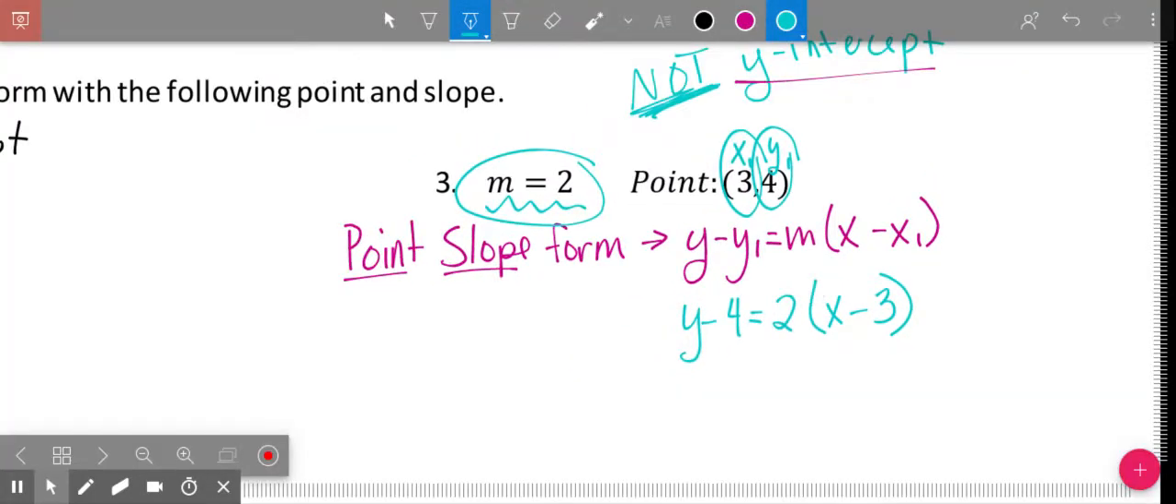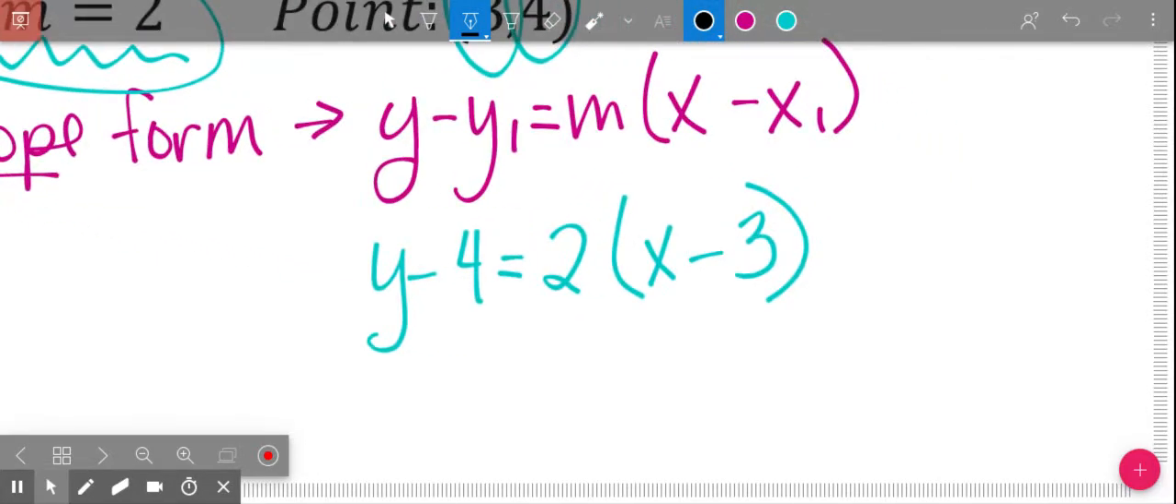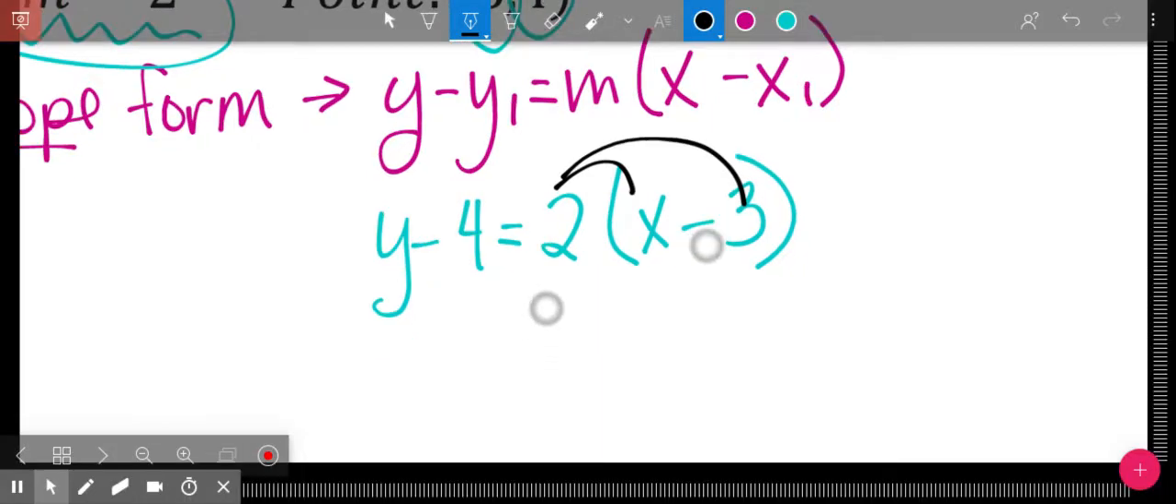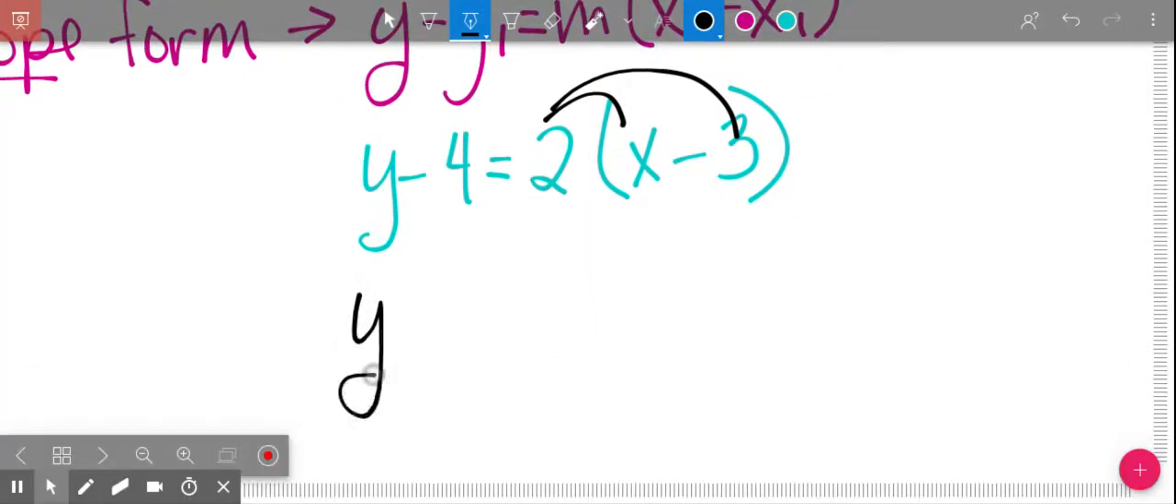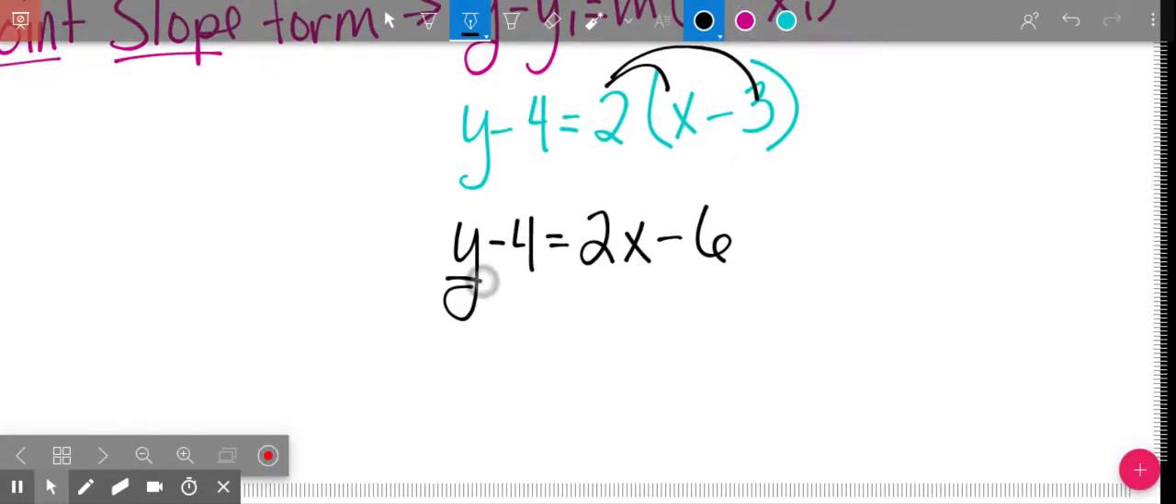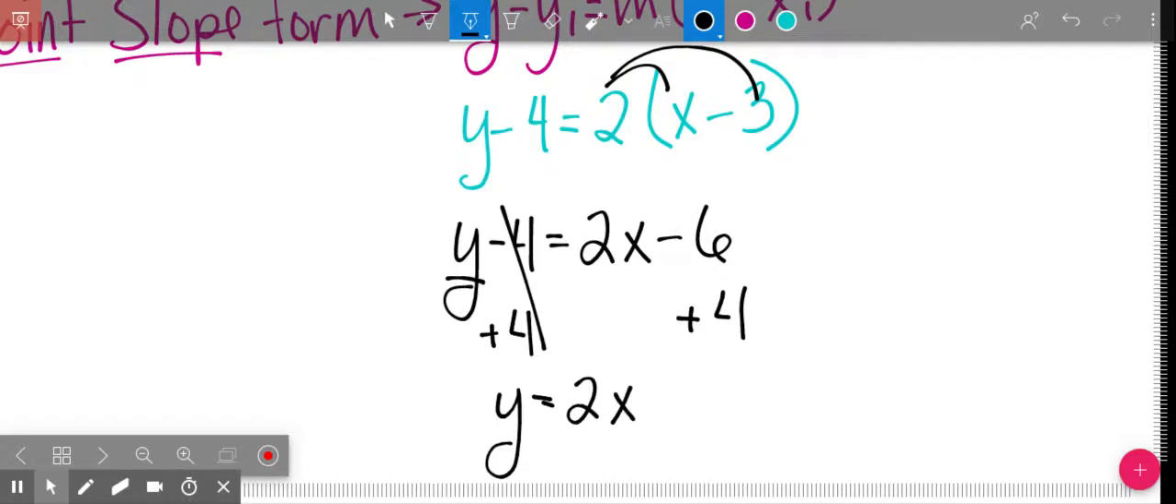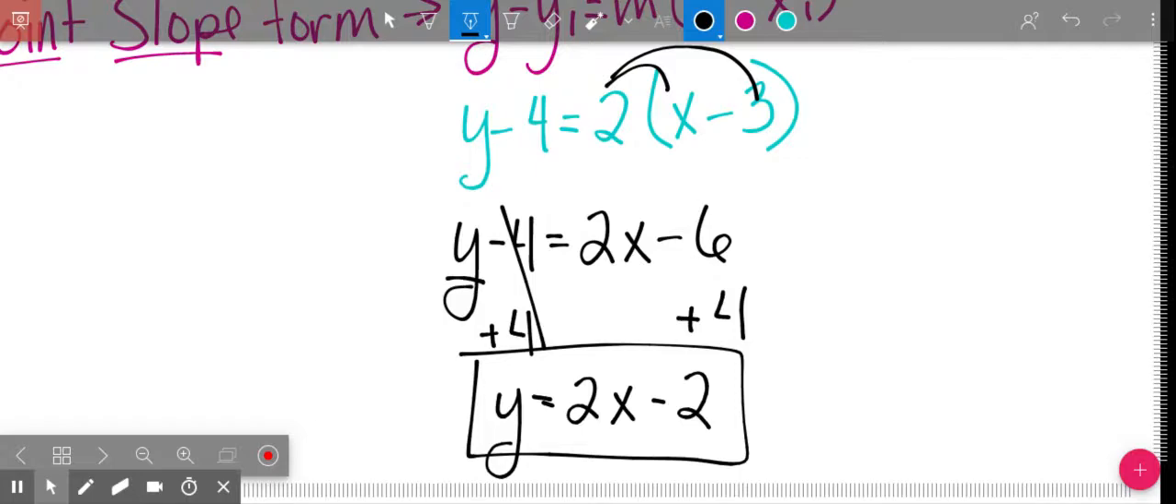Now I asked for slope-intercept form. I didn't ask for point-slope form. So now we have to do what we did when we graphed, and we have to distribute and rearrange. So we're going to distribute the 2. So y minus 4 is equal to 2 times x gives me 2x. 2 times negative 3 gives me negative 6. We still need to get this y all by itself, so we're going to add the 4. That goes away, and I'll have y is equal to 2x. Negative 6 plus 4 gives me negative 2. And that's going to be my final answer.